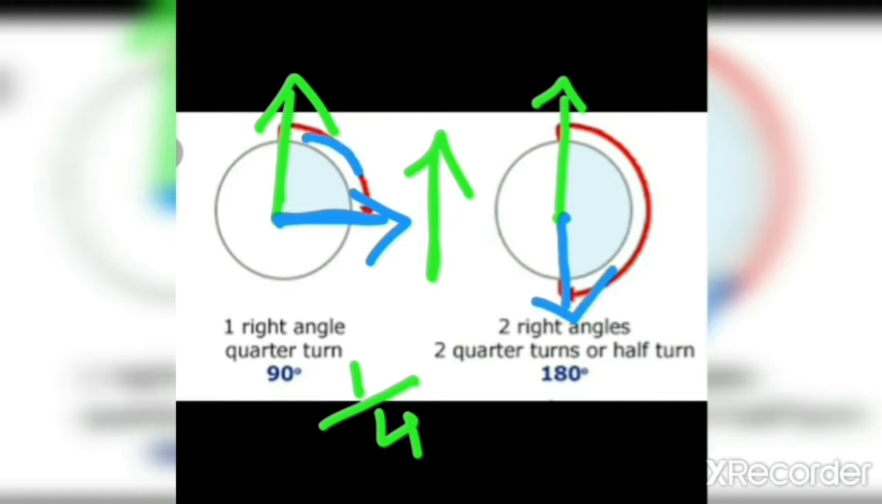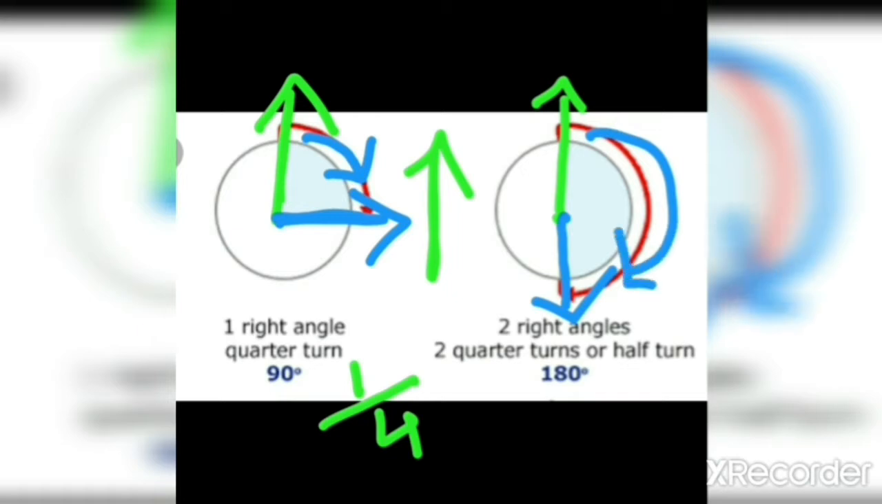If we rotate by 1/4 turn, it will look like this. If we rotate this arrow by half turn, it will look like this. Is it clear? 1/4 turn and half turn. If we rotate the object by 1/4 turn, it completes a right angle, and two right angles make a half turn. Now let us solve exercises related to rotation.